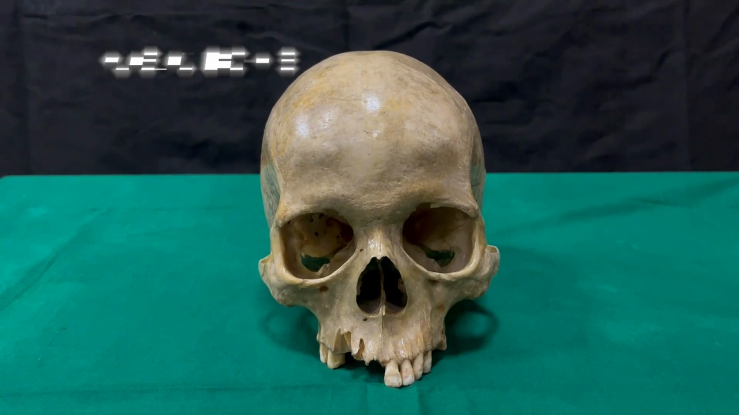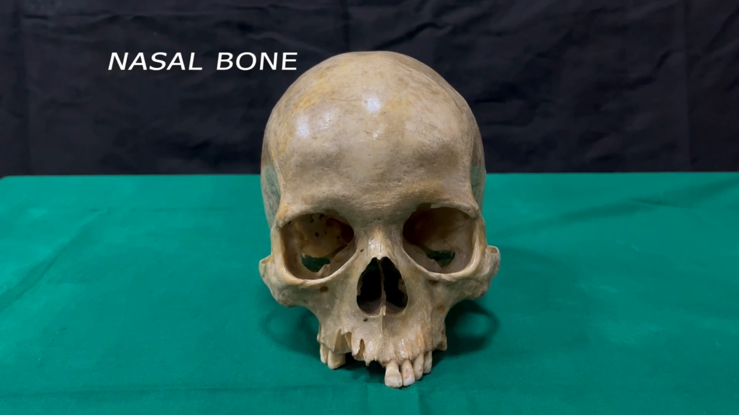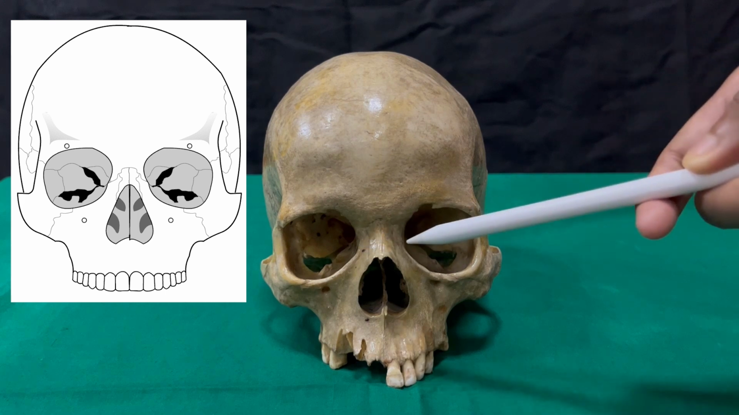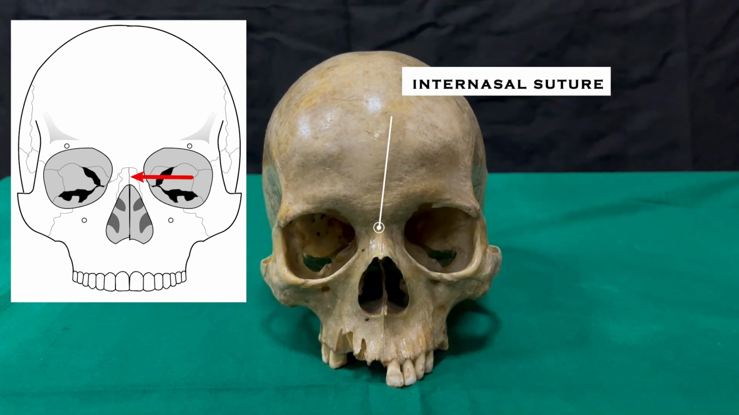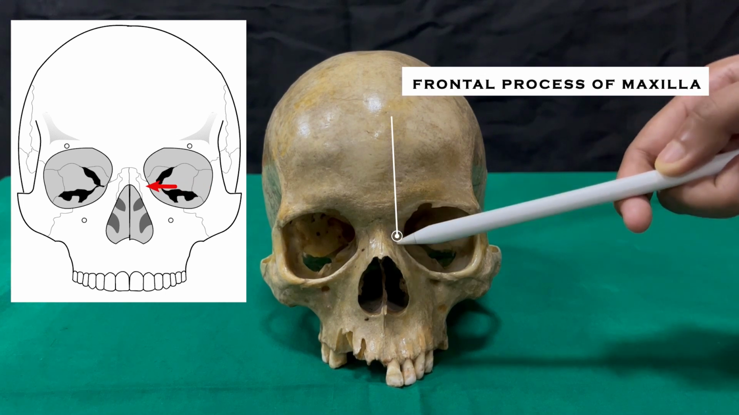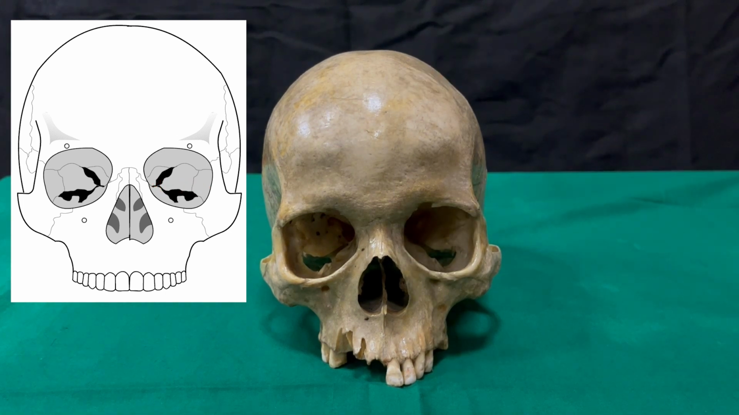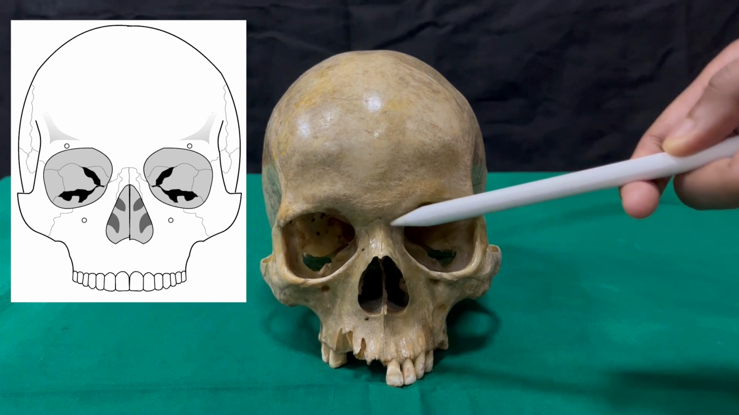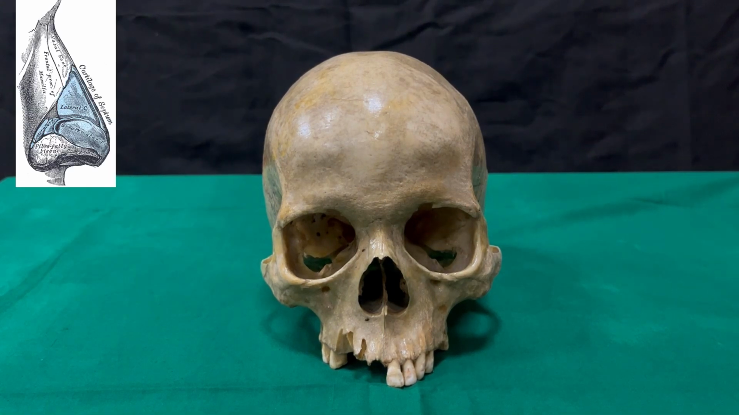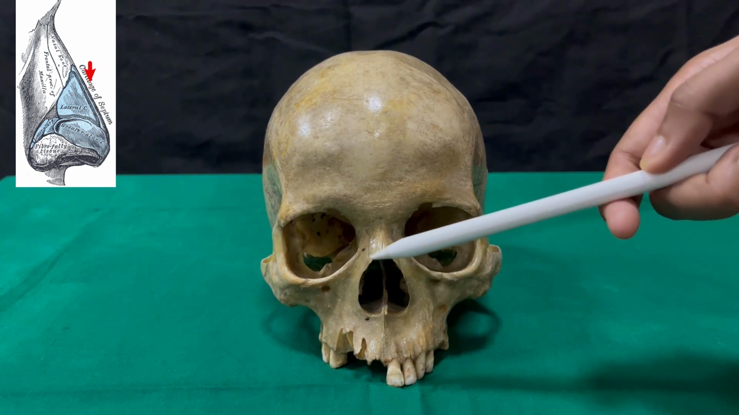Finally, let's concentrate on the rest of the bony structure of the face. The nasal bone is articulated anteriorly with the opposite bone at the internasal suture, posteriorly with the frontal process of the maxilla, superiorly with the frontal bone at the frontonasal suture, and inferiorly the upper nasal cartilage is attached to it.